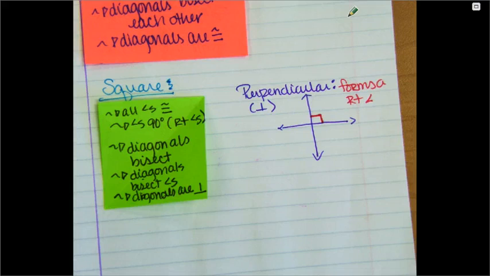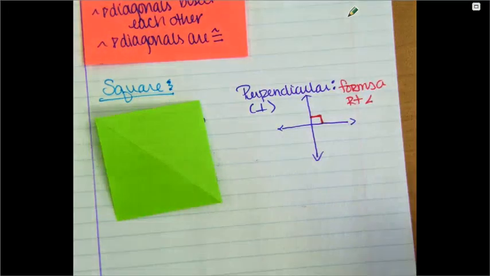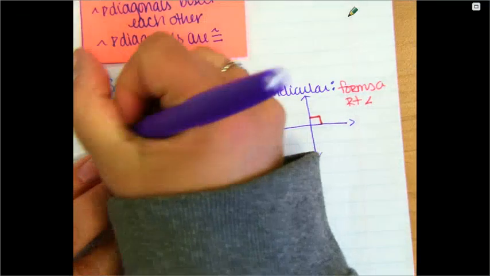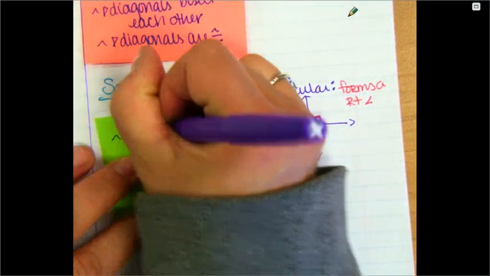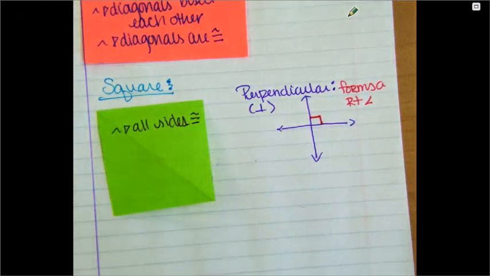We good? Okay, flip, same way. Flip up. What do you know about your sides on a square? They're all congruent. All sides are congruent. What else do you know about your sides? Parallel. Which ones? Opposite sides.